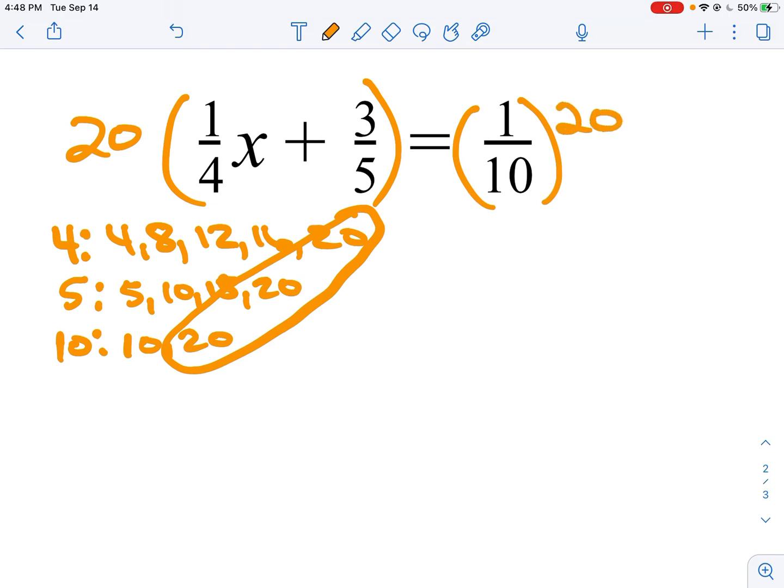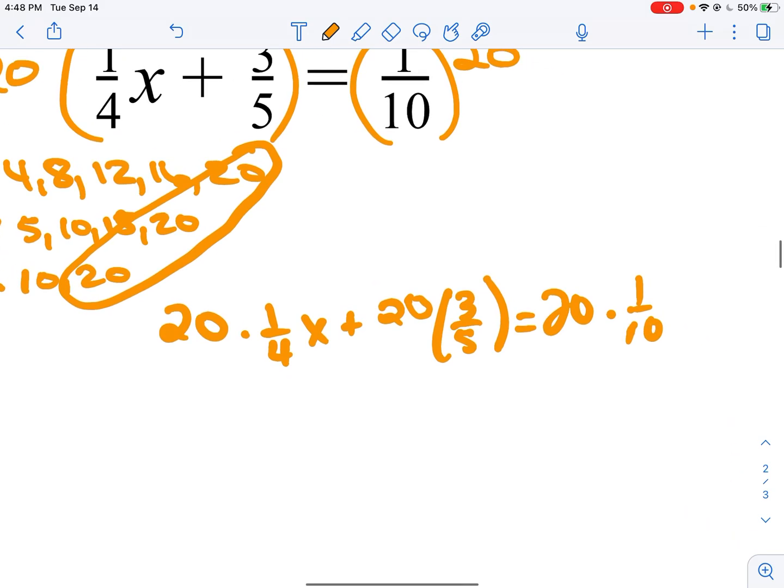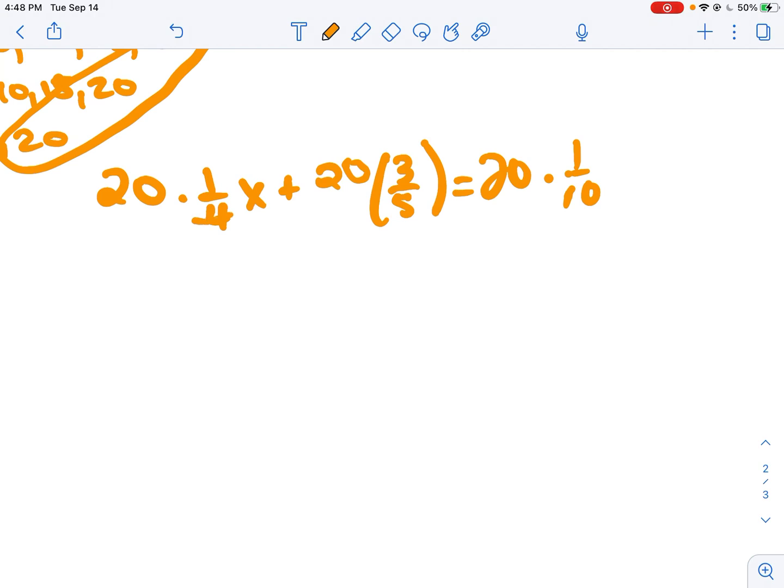I'm going to multiply it on both sides of the equal sign. When I do that, I get 20 times 1/4 x plus 20 times 3/5 equals 20 times 1/10. 4 goes into 20 5 times. 5 times 1 is 5x. 5 goes into 20 4 times. 4 times 3 is 12. 10 goes into 20 2 times. 2 times 1 is 2.